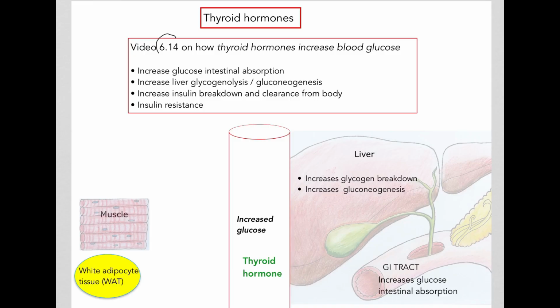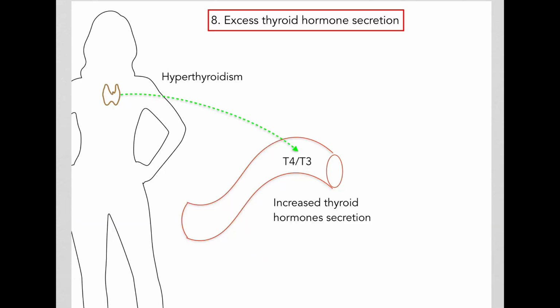Again, in video 6.14, we saw how thyroid hormones increase blood glucose. Okay, yet another hormone that increases blood glucose. So not surprisingly, if the thyroid gland is secreting too much thyroid hormones, what we call hyperthyroidism, T4, T3 are the two major thyroid hormones, that increased thyroid hormones is going to increase blood glucose, hyperglycemia.